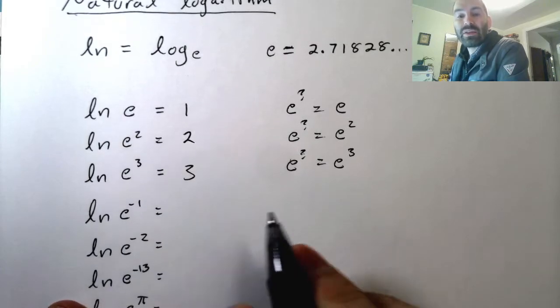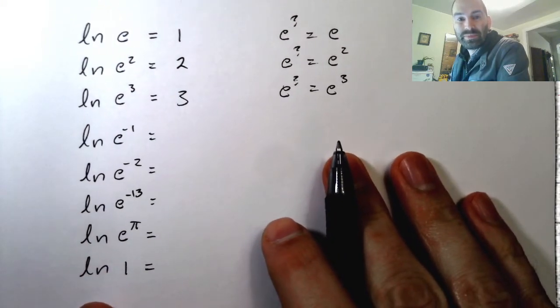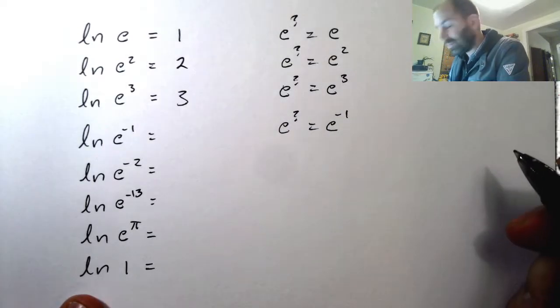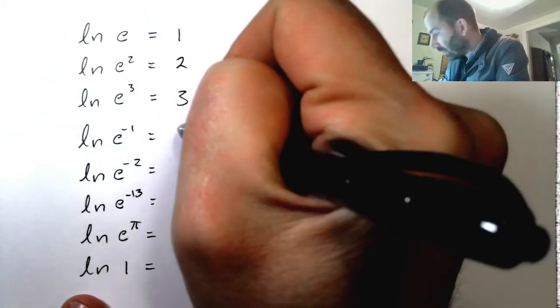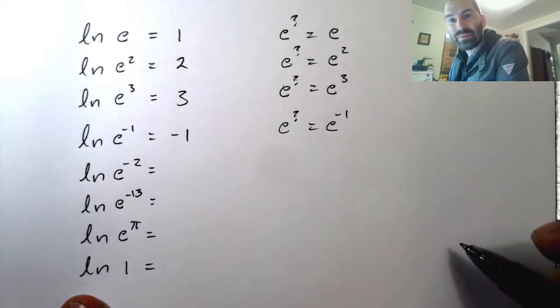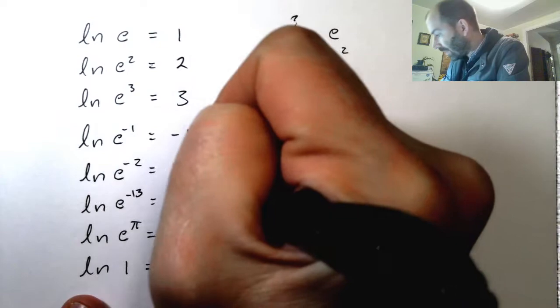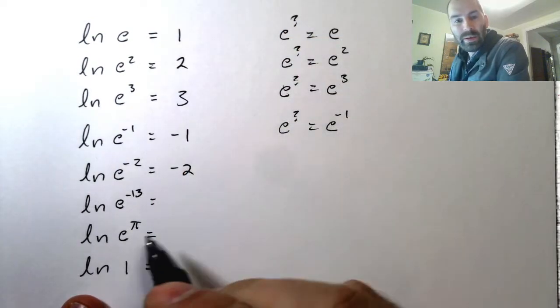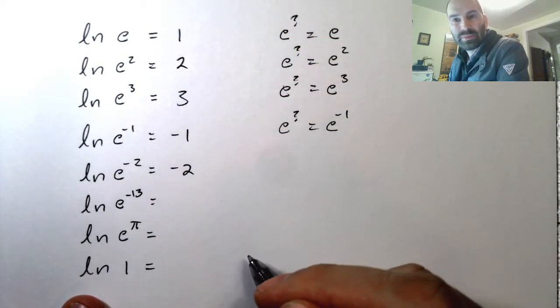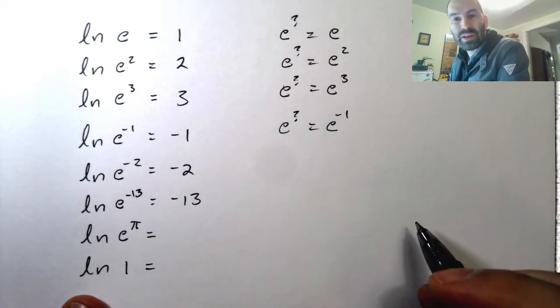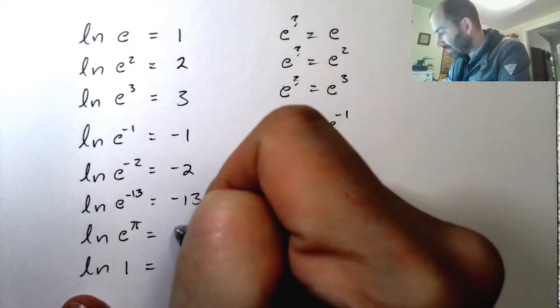Log of e to the negative 1. E to the what equals e to the negative 1? No, it's negative 1. What about this one? Negative 2. What about this one? Negative 13. What about this one? E to the what equals e to the pi? Pi.